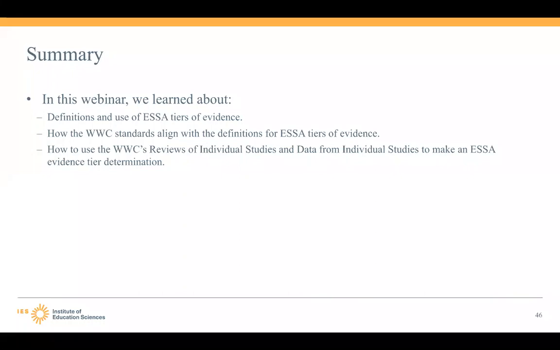Thanks, Liz, and Natalia as well, for sharing that helpful information and expanding our understanding of the ESSA tiers of evidence and where to find all this information on the WWC's website. It's clear that WWC provides a lot of resources, and it's helpful to see where that information is housed.